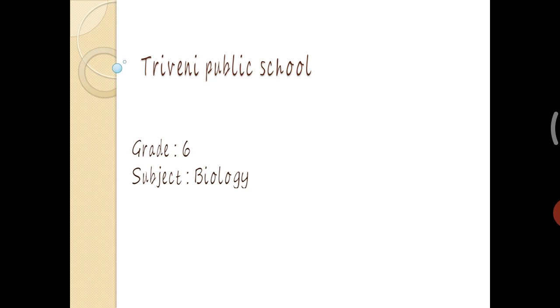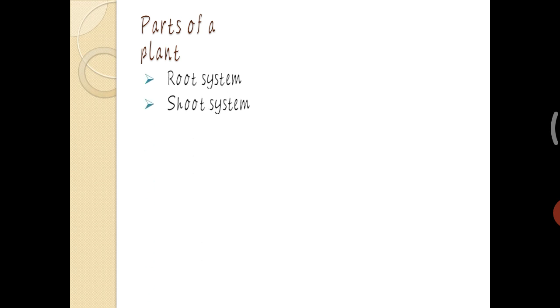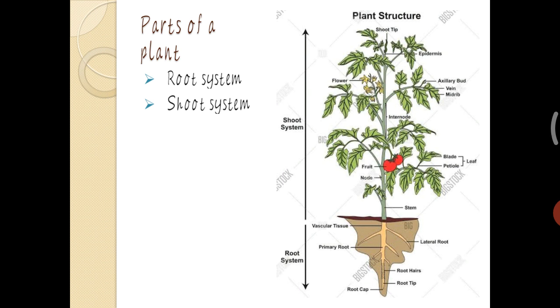So that means all the flowering plants have leaves, stem, roots, and also they have flowers. Today we are going to discuss a topic called the leaf. Before going to the leaf, let us know the parts of a plant. It has mainly two parts, that is root system and shoot system. In this diagram, you can easily understand the root and shoot system.